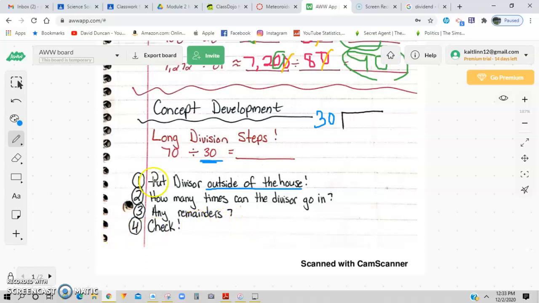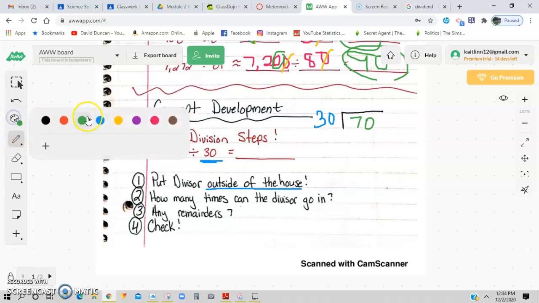And then that means that my dividend, my first number, is going to go inside my house. So my dividend is 70. I'm going to put that inside my house. Again, you're doing this with me, pausing it if you need to.